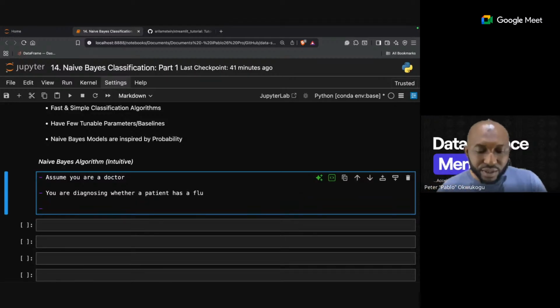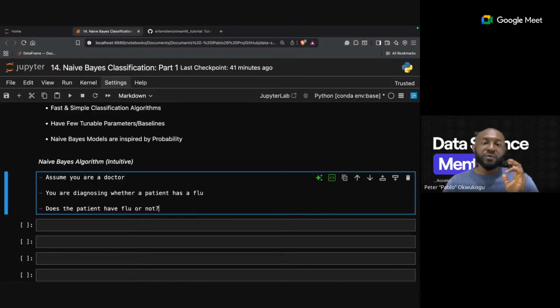So this is what we're going to do. What we are trying to do, right, is to ask the question: does the patient have flu or not? That's it. I wonder why I'm spelling flu with an E. Does the patient have flu or not?